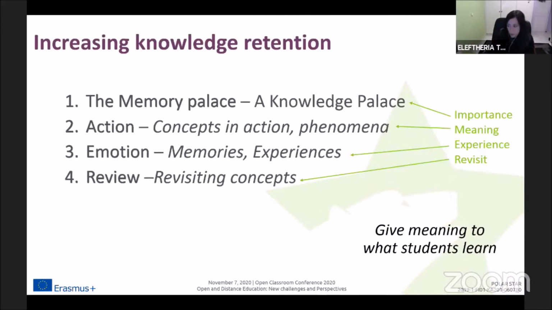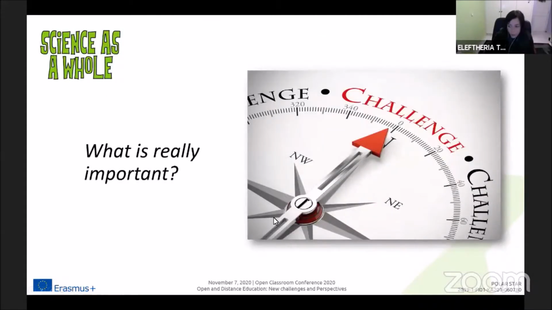So we're going to put this aside for a little bit and think about the second question now, which is what is really important, and then we're going to put all these things together. So what is really important when it comes to the stuff that we teach our students? What is really important to teach them?